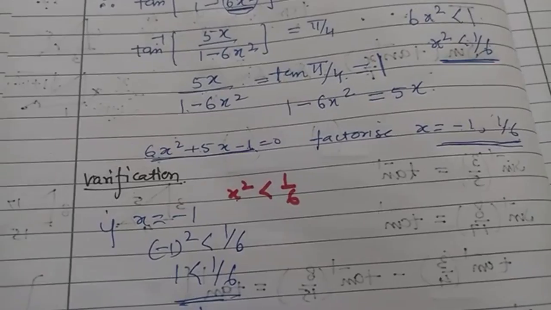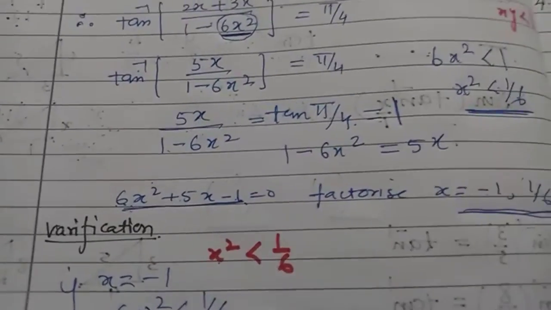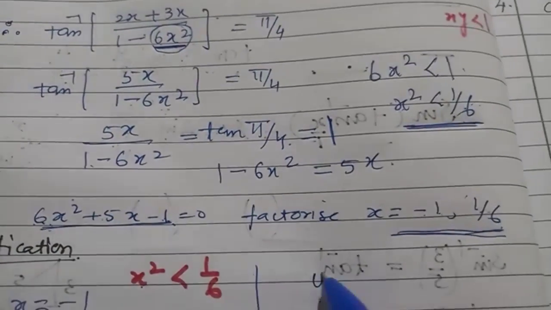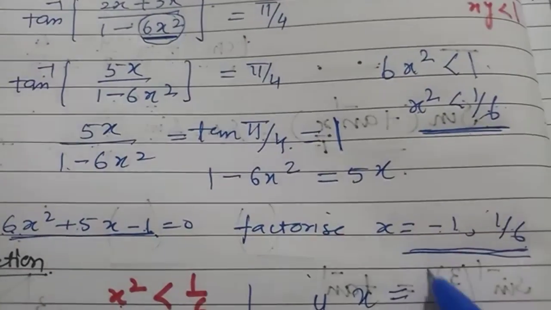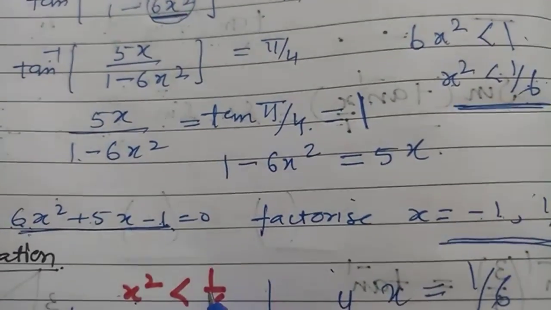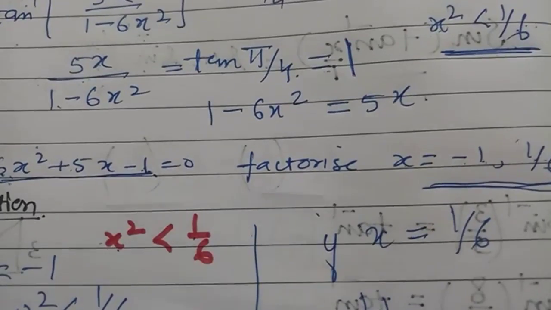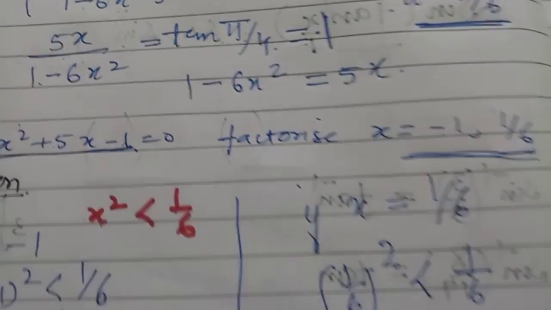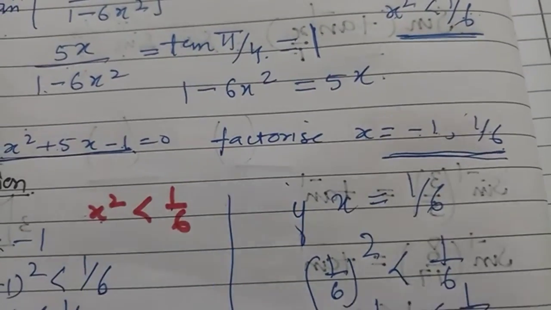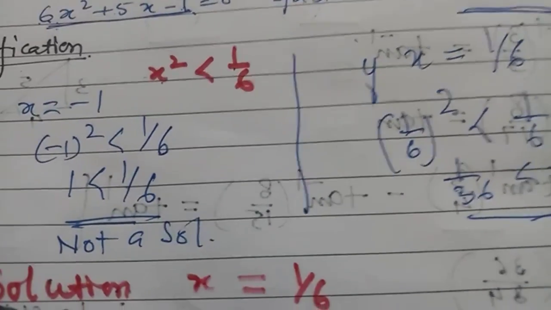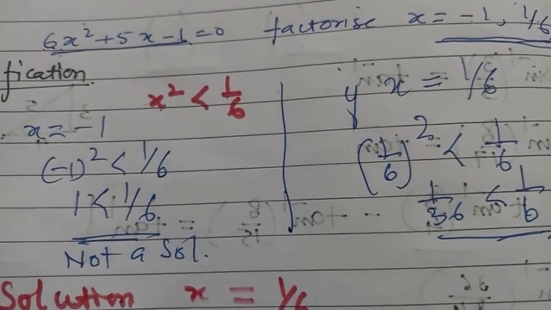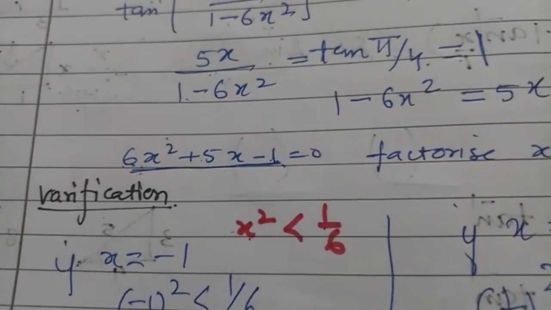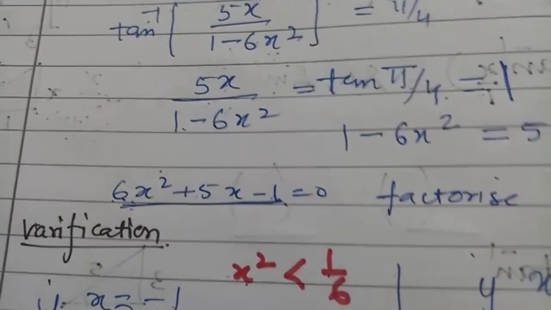Now come to the second one. If x equals 1 by 6, put it here. What is it? 1 by 6 square is less than 1 by 6. So 1 by 36 is less than 1 by 6. It is correct. So which is the solution of ours? Only x equal to 1 by 6 is a solution and minus 1 is not a solution here. So questions on the solution are there in your book also.